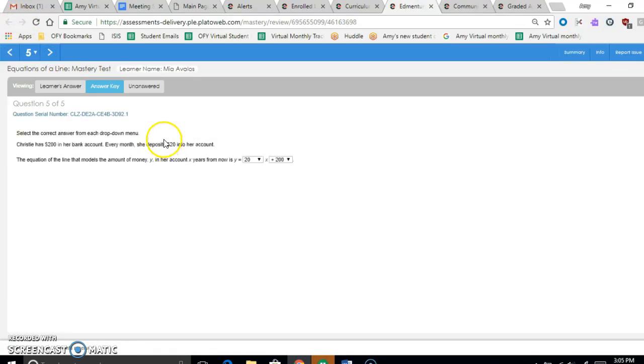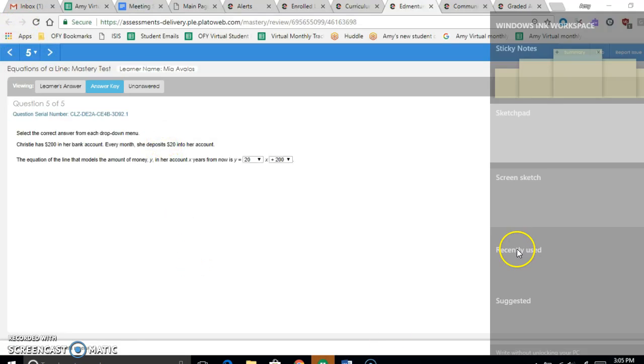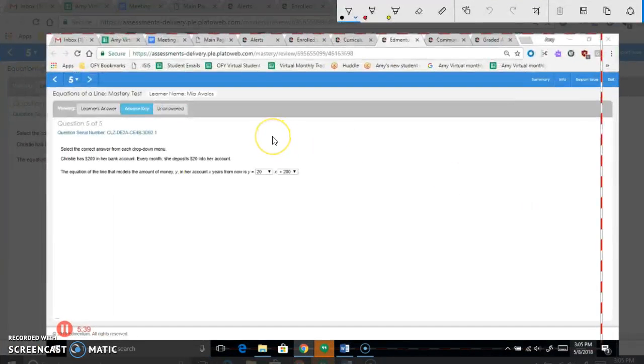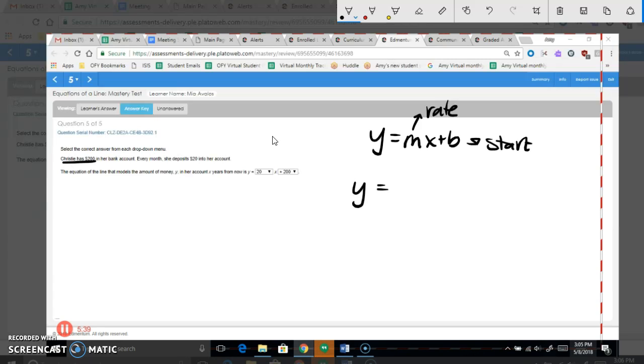And the last one here, okay, another word problem. So Christy has $200 in her bank account. Every month she deposits $20 into her account. So we need it to look like y equals mx plus b. So once again, this is our rate. So it'll have words like each or every or per, and then this is your start. So if we look through here, Christy has $200 in her bank account. She is starting with $200. So that's going to be her starting point as b.